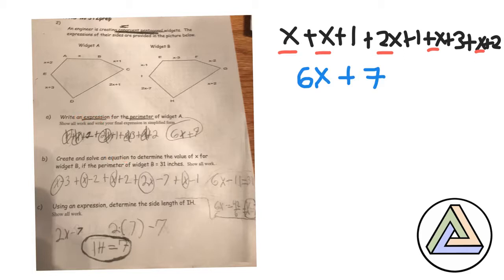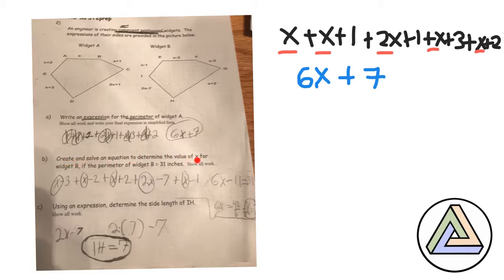An expression like this does not have an equal sign in it. Notice how we ended up with 6x plus 7 and there was no equal sign. That's an expression. An equation is always going to have an equal sign. So we need to be careful about that. That's a mental note that's worth making.